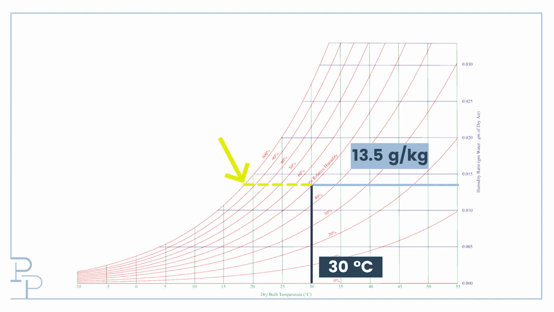The point at which I hit the saturation curve is the first point at which the gas is fully saturated at 100% relative humidity, and that means water will start to condense. This is the dew point temperature of the air. So the dew point of air at 30 degrees and 50% relative humidity is about 18 degrees.